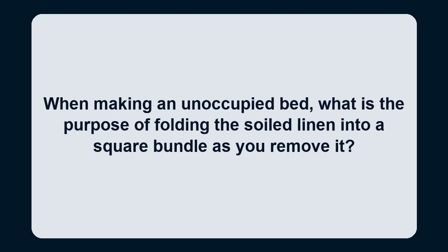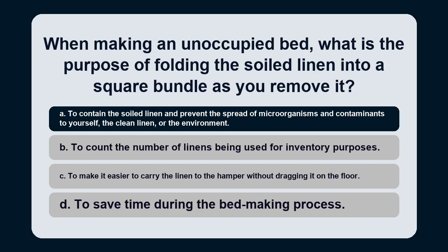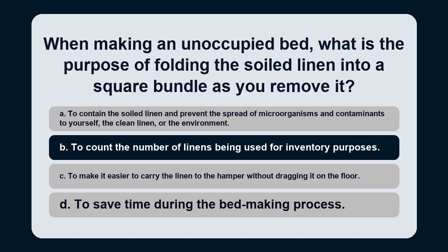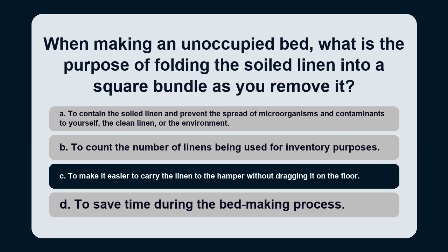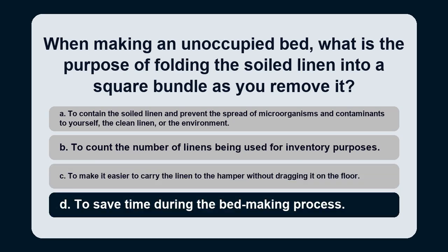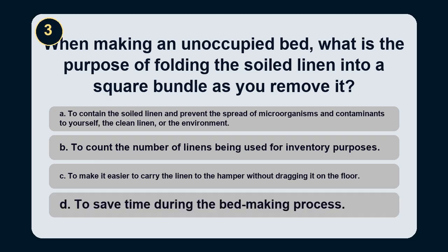Question 2. When making an unoccupied bed, what is the purpose of folding the soiled linen into a square bundle as you remove it? Option A. To contain the soiled linen and prevent the spread of microorganisms and contaminants to yourself, the clean linen, or the environment. Option B. To count the number of linens being used for inventory purposes. Option C. To make it easier to carry the linen to the hamper without dragging it on the floor. Option D. To save time during the bed-making process.